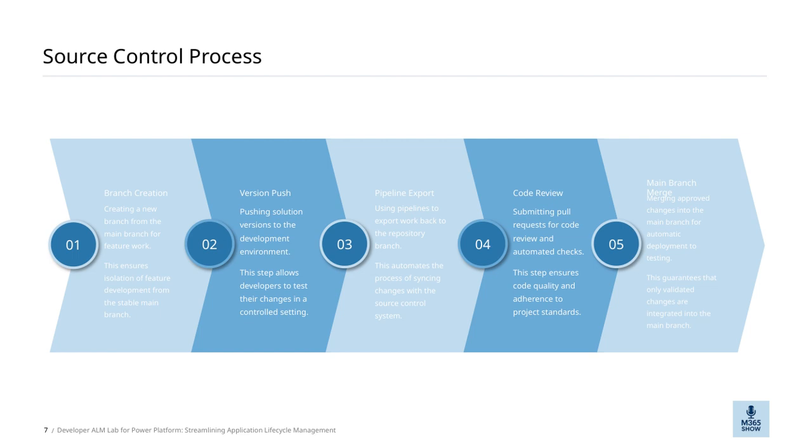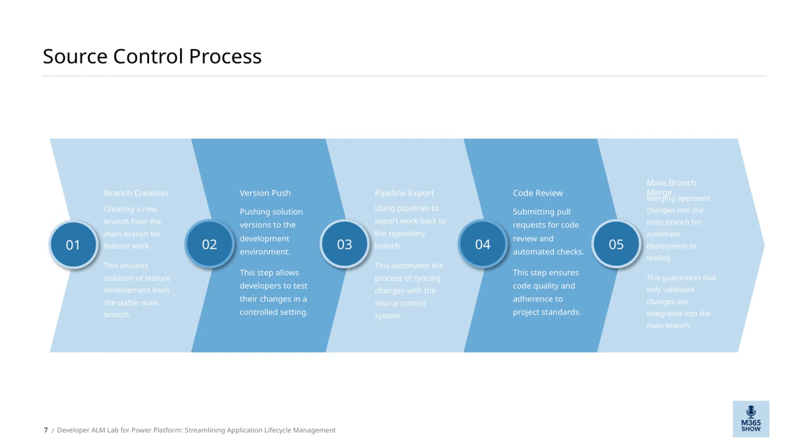Next, once the feature is developed, we push solution versions to the development environment. This step allows developers to test their changes in a controlled setting, ensuring everything works as expected before moving forward. Then, we use pipelines to export our work back to the repository branch. Automating this process helps keep our source control systems synchronized with the latest changes, reducing manual effort and minimizing errors.